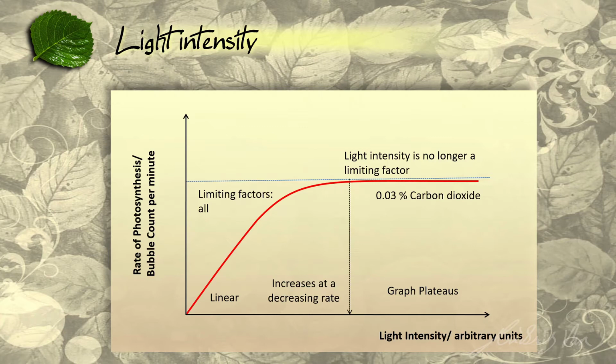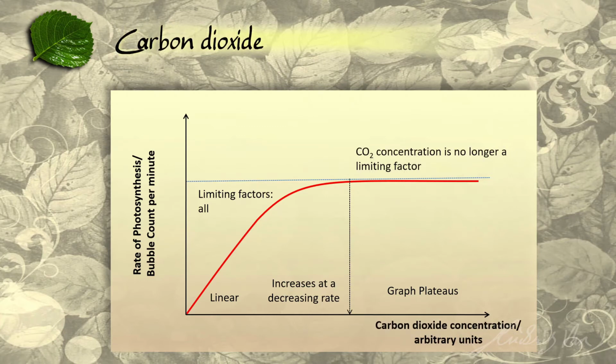Next, we will take a look at the graph of increasing carbon dioxide concentration. Looks familiar, right? The graph of rate of photosynthesis against carbon dioxide concentration will actually look similar to that of light intensity. The only difference is after the plateau, instead of light intensity, it is carbon dioxide concentration that is no longer a limiting factor, because you can see that we increase carbon dioxide concentration, but the rate of photosynthesis doesn't increase.